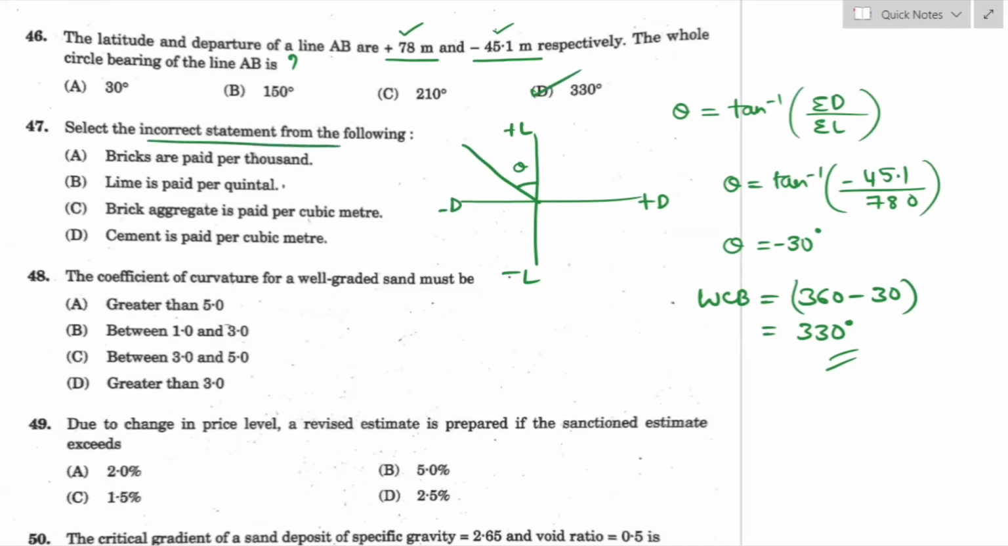Question number 47. Select the incorrect statement from the following. Option A, bricks are paid per thousand. Option A is correct. Option B, lime is paid per quintal. Option B is also correct. Option C, brick aggregate is paid per cubic meter. Option C is also correct.